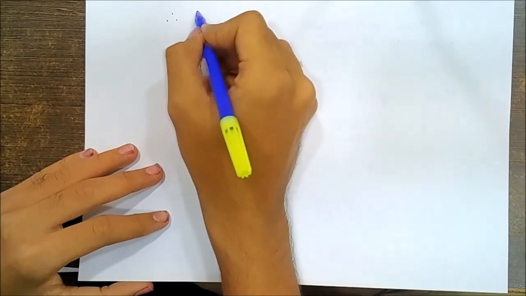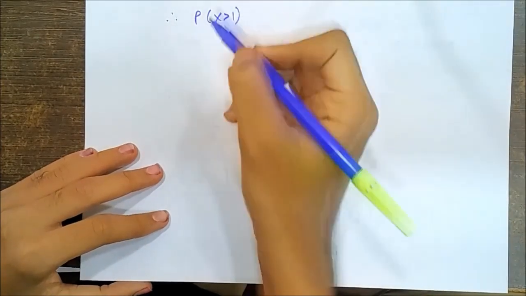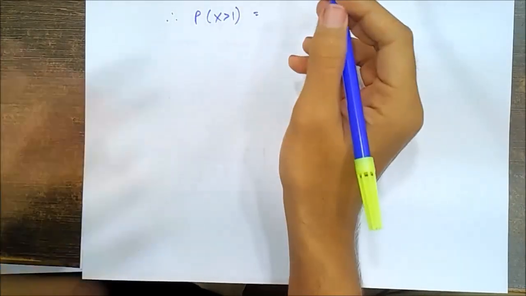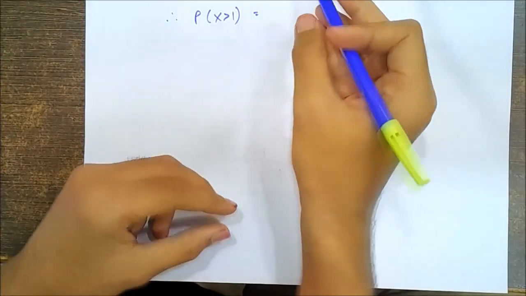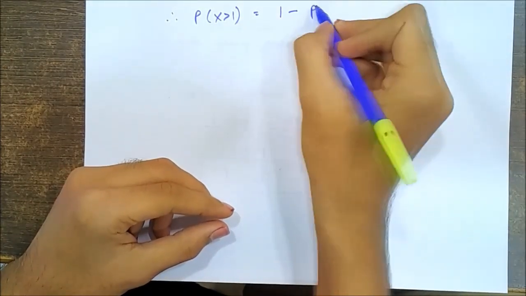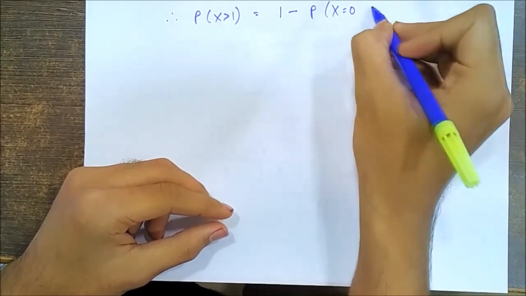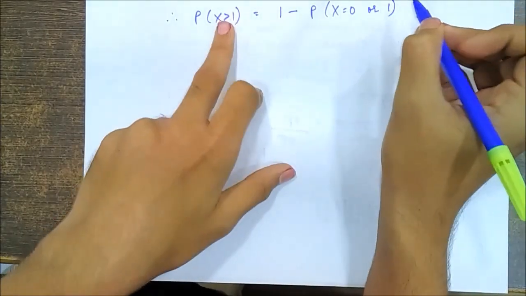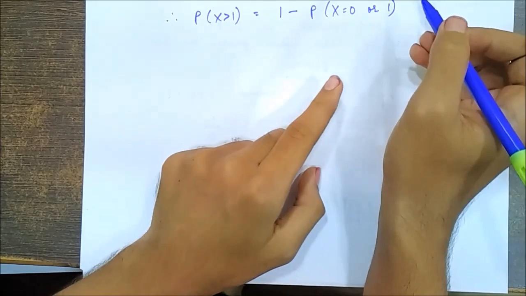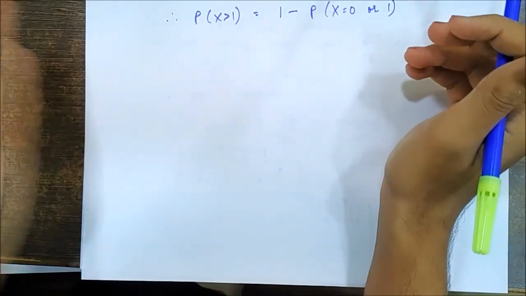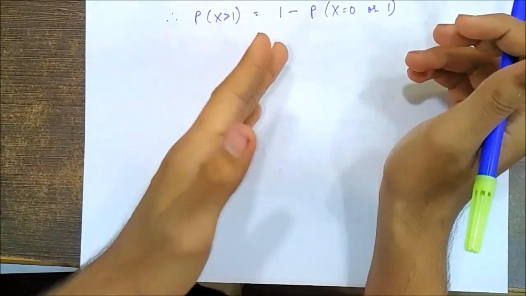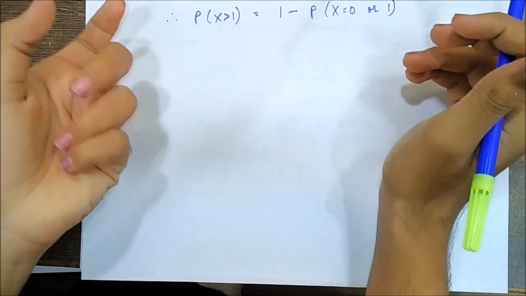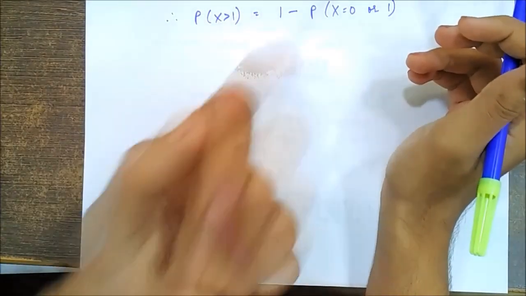the probability of X greater than 1. Okay, that means it should be greater than 1. That means 0 and 1 should be neglected. That is 1 minus the probability of X is equal to 0 or 1, because it is given that it is greater than 1. So 0 and 1 are not allowed. So instead of finding from 1 till the last one, we'll just subtract it from 1. That is 1 minus the probability of 0 plus the probability of 1.